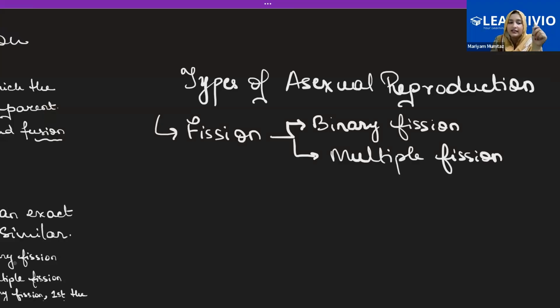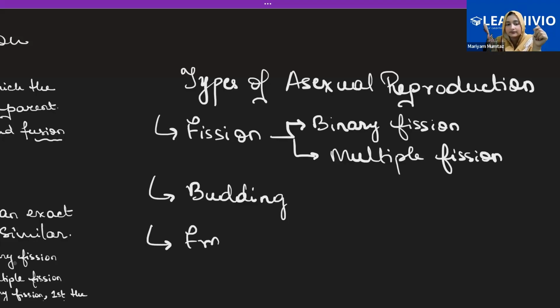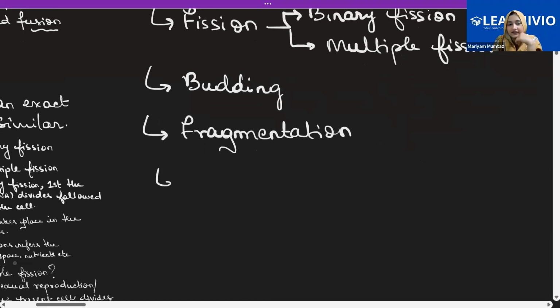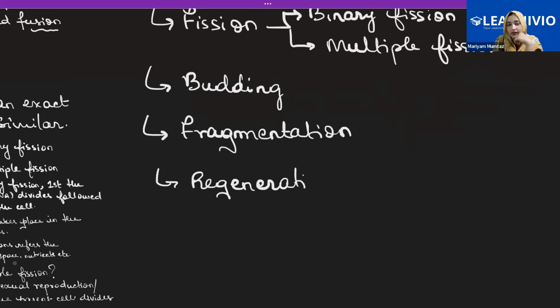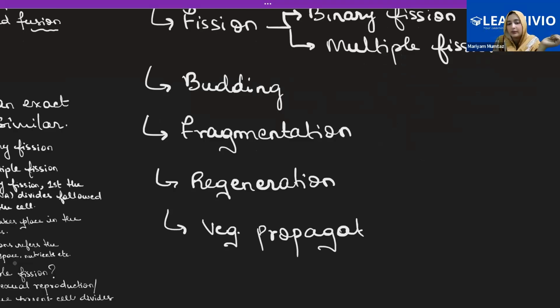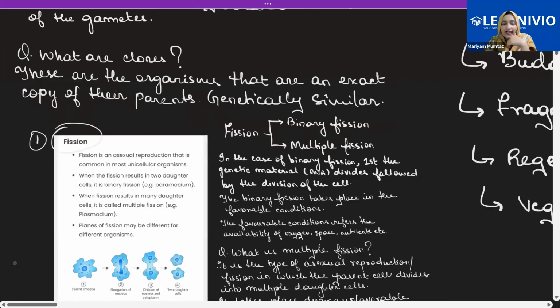Now, after fission, there's budding, then there's fragmentation, then there is regeneration. So budding, fragmentation, regeneration, we also have vegetative propagation. All of these are the different types of asexual reproduction that we will have to study in this particular chapter. So talking about the first one, that is fission.